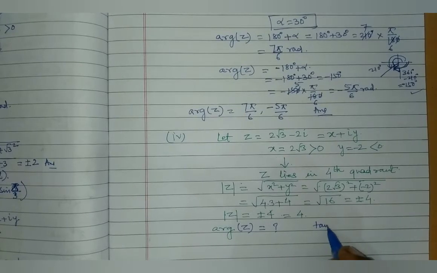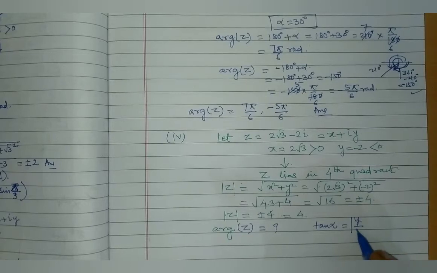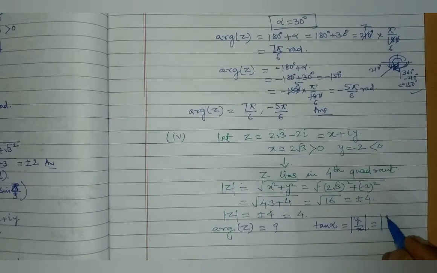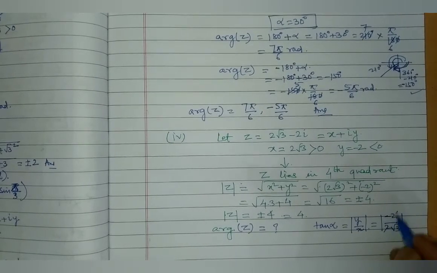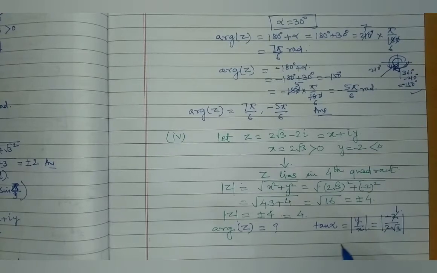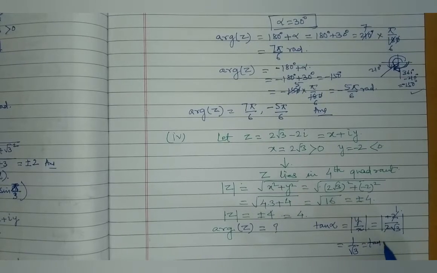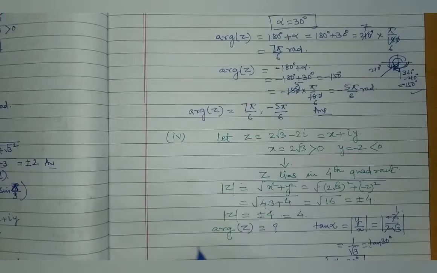So tan alpha is equal to mod y by x. Here y is equal to minus 2 and x is equal to 2 root 3. So it cancels one time, and minus will become plus. So it is 1 by root 3, and this is equal to tan 30 degree. So alpha is equal to 30 degree, but the complex number lies in which quadrant? In the fourth quadrant.